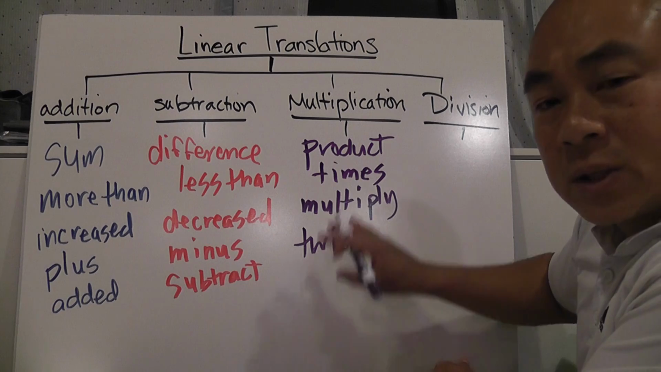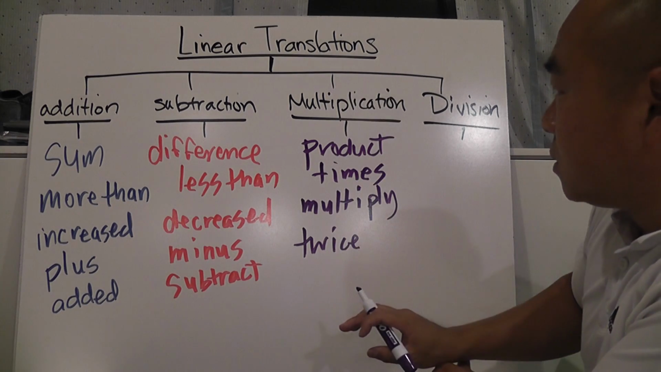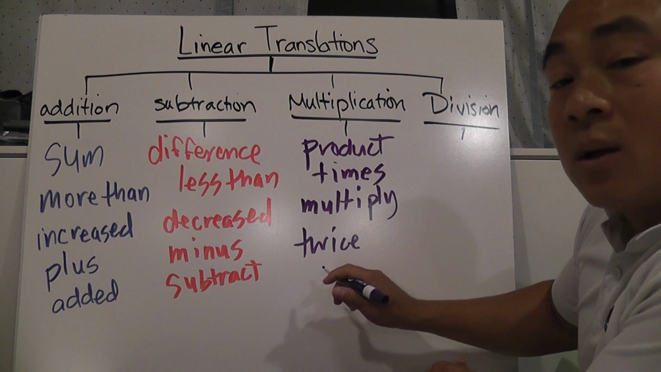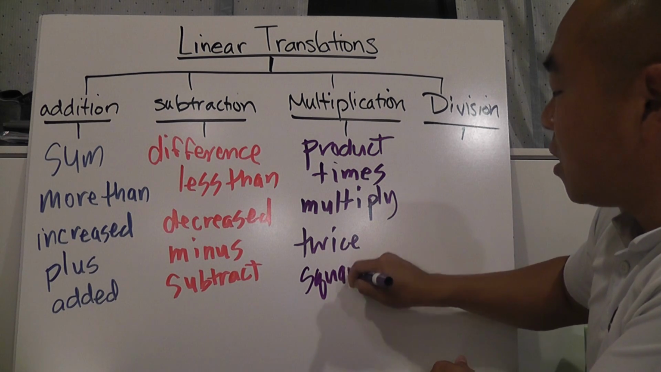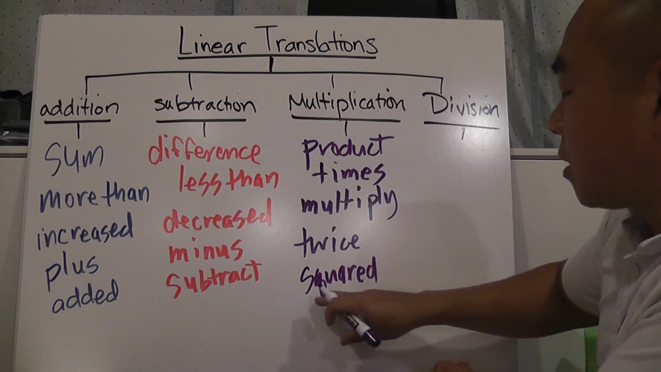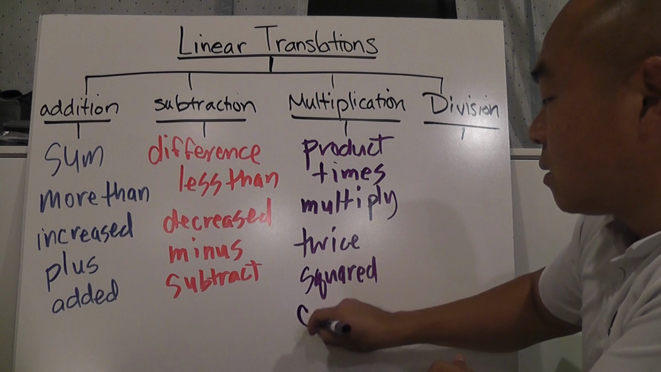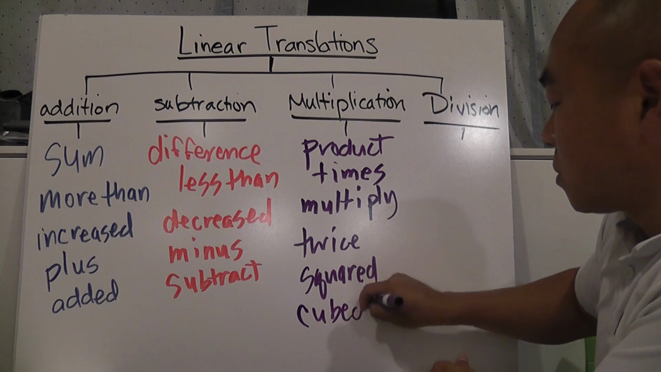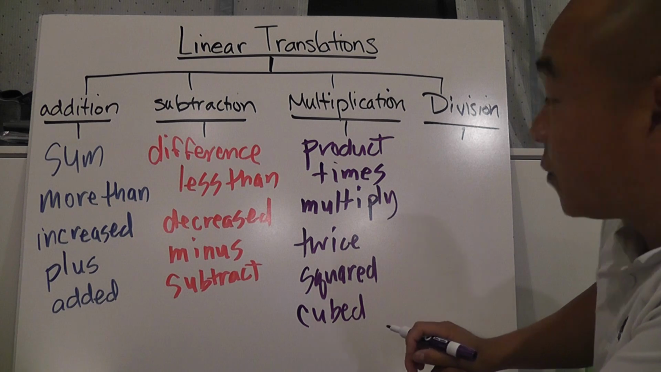And how about let's bring in some exponent type of phrases for multiplication, like squared. And again, these are special ones because they are mainly for exponential factors. How about cubed? And again, squared means to the power of 2, cubed means to the power of 3.